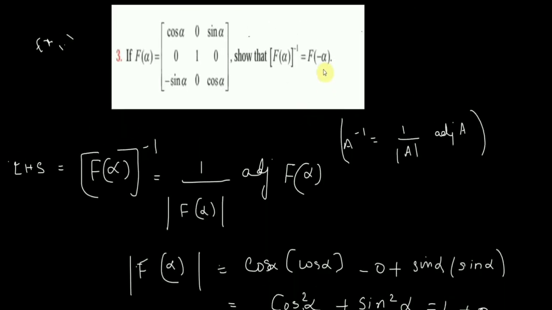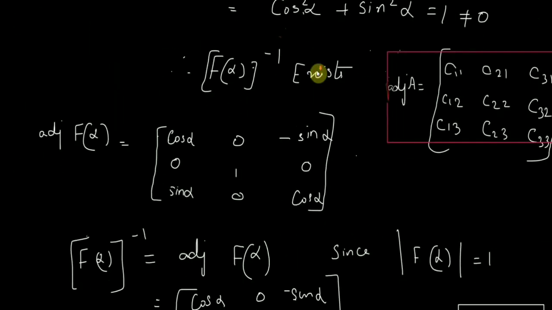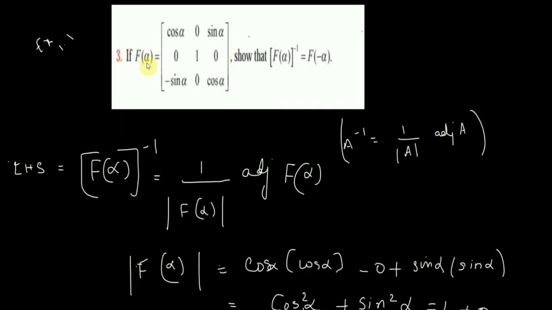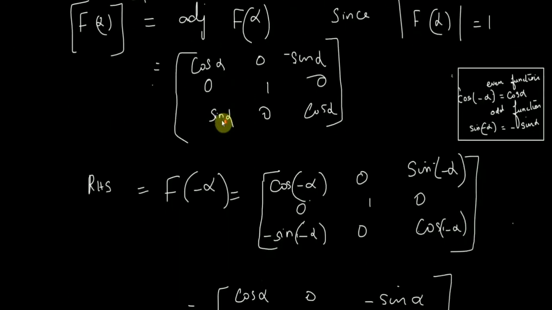Now we have to find the right hand side, f of minus alpha. Now what do you mean by f of minus alpha? F of alpha is given. So f of minus alpha means wherever you have alpha, substitute minus alpha. So in the place of alpha, we are substituting minus alpha. So what will happen here? Cos of minus alpha. This will become sin of minus alpha. This will become minus sin of minus alpha. This will become cos of minus alpha. So that's what we have written here. Wherever you have alpha, we have replaced it by minus alpha.